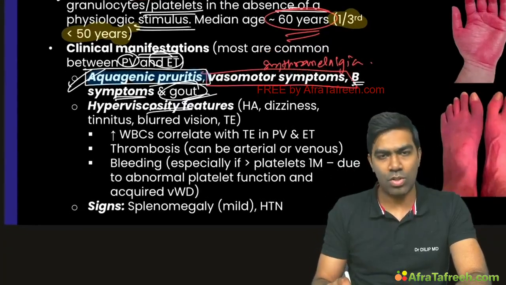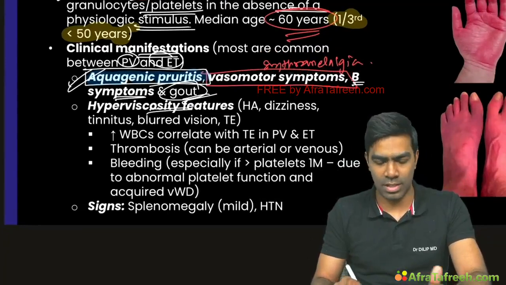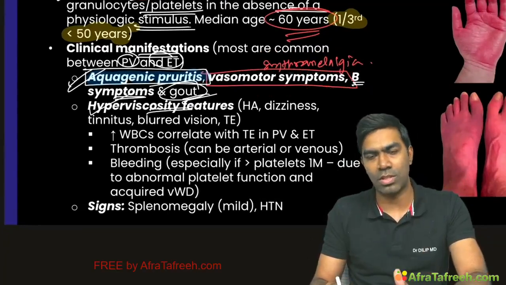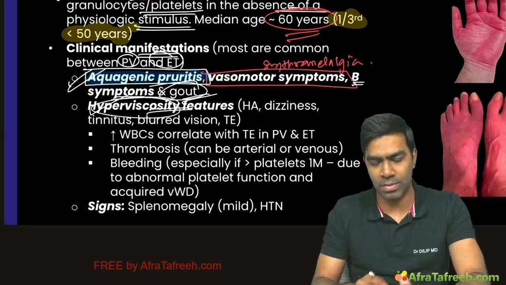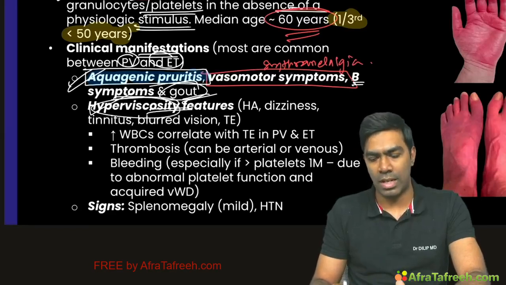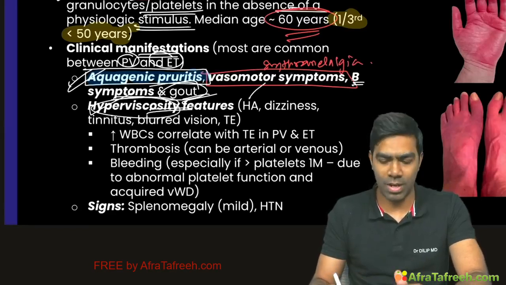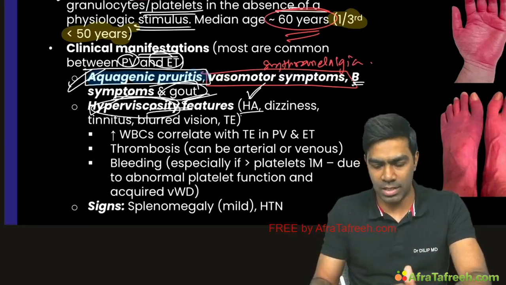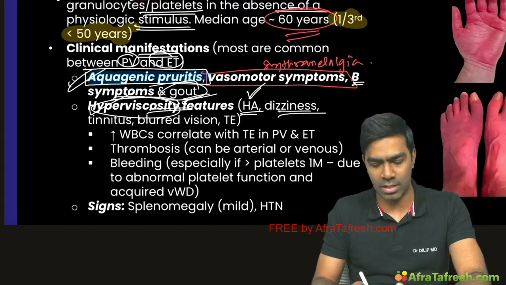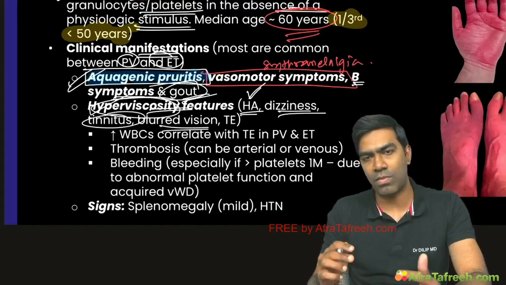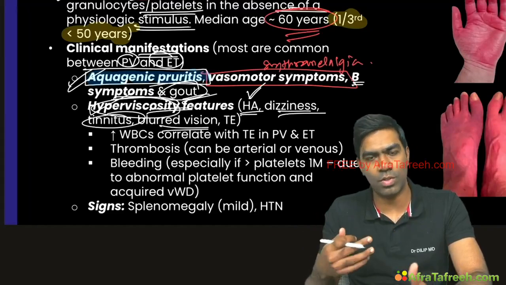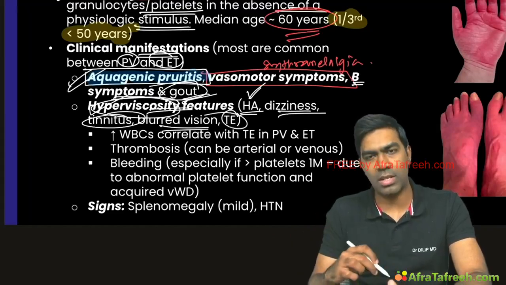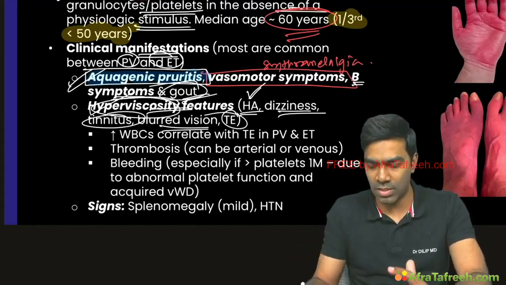Patients also tend to develop hyperviscosity features. This can again be seen in both essential thrombocytosis and polycythemia vera, but it's more common in polycythemia than essential thrombocytosis. That is because of the sluggish blood flow, because of hyperviscosity. So if the blood flow is sluggish in the brain, in the CNS, you're going to get headache and dizziness. It can also result in tinnitus. If the blood flow is sluggish in the retinal vasculature, it's going to result in blurred vision. And this hyperviscosity itself is a risk factor for development of thromboembolic manifestations.